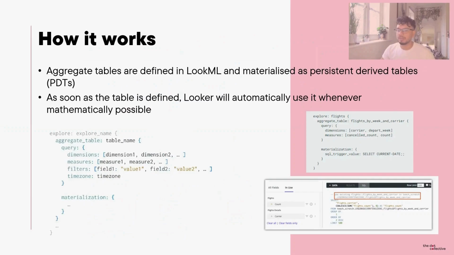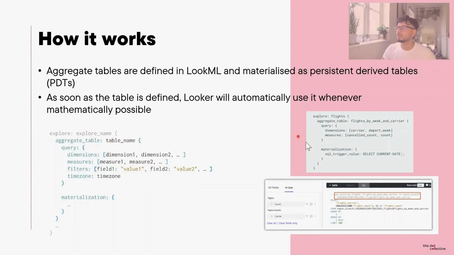The example on the left-hand side is showing a template of an aggregate table where we have predefined dimensions, measures, and filters. So if there is any combination of those being used or required as part of a query, then Looker will know to point to this one.